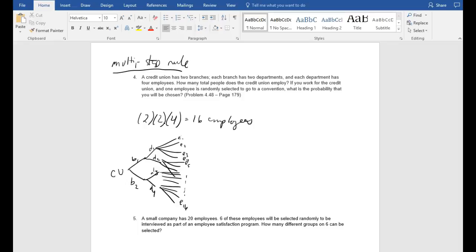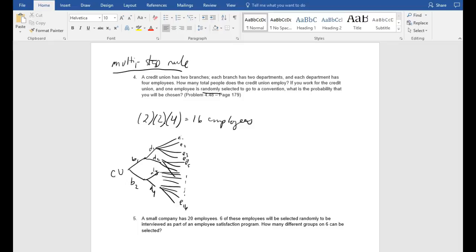Okay, and so then lastly, if you work for the credit union and one employee is randomly selected to go to the convention, note, randomly selected, what is the probability that you will be chosen if you are one of those employees? And this harkens back to, I think it was 4.2 or 4.3, the rule about all of the sample space outcomes being equally likely.